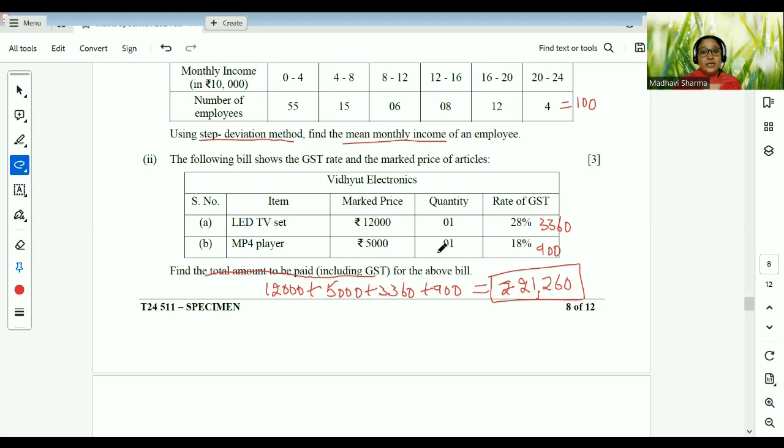In exam, if you get quantities different, please first multiply the marked price into quantity. If there is any discount, minus the discount. Basically, GST is on the selling price, children. Yes, whatever is the bill amount, the final amount that you get, on top of that the government taxes you. All right? Let's go ahead.